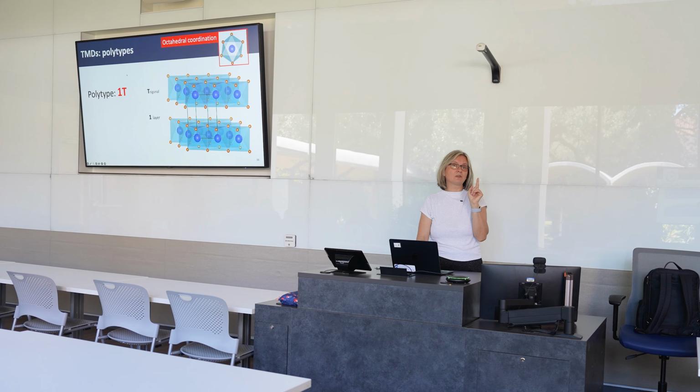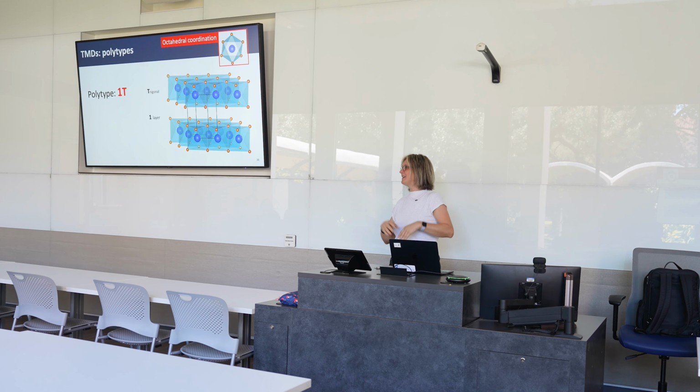And because of that, we call this the polytype, or that gives the 1 in the name of the polytype. And then the overall symmetry of that unit cell is trigonal, and so the name of this polytype is 1T. So if you've heard of transition metal dichalcogenides, you've heard of 1T, 2H, 3R, 4H, and then you've heard of 2HA, 2HB, 1T prime, etc.